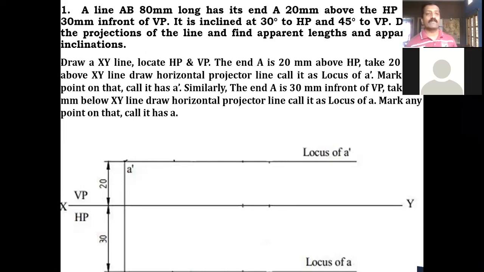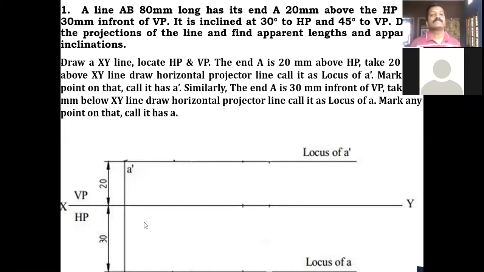First I have drawn the XY line, and I have written the VP as well as HP. Now he says the end A is 20 millimeter above HP. Above HP means above XY line. You take 20 millimeter above XY line, draw one horizontal projector line, and by keeping 5 millimeter distance from the dimension line, you mark one point and call that the A dash point, because that is end A. So I am writing it in front view. That's why I have taken it as A dash, and the horizontal projector line you are drawing, you call that the locus of A dash.